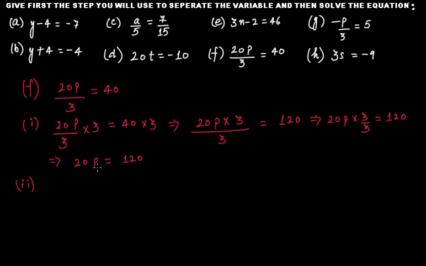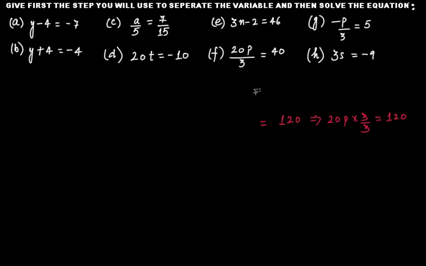on the left hand side. Of course, if this is 20 times p, that is 20 is in multiplication with p, you'll divide both the sides by 20. So this will become 20p divided by 20 equals to 120 divided by 20, and you'll get p equals to 6. So this will be the answer for the variable p.